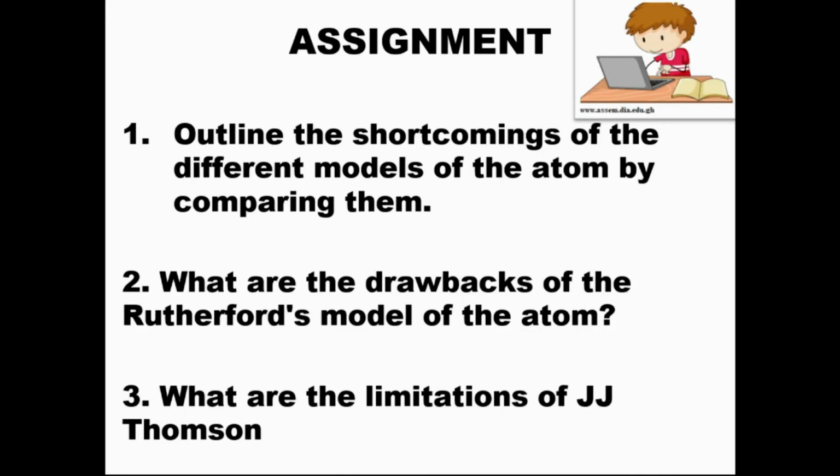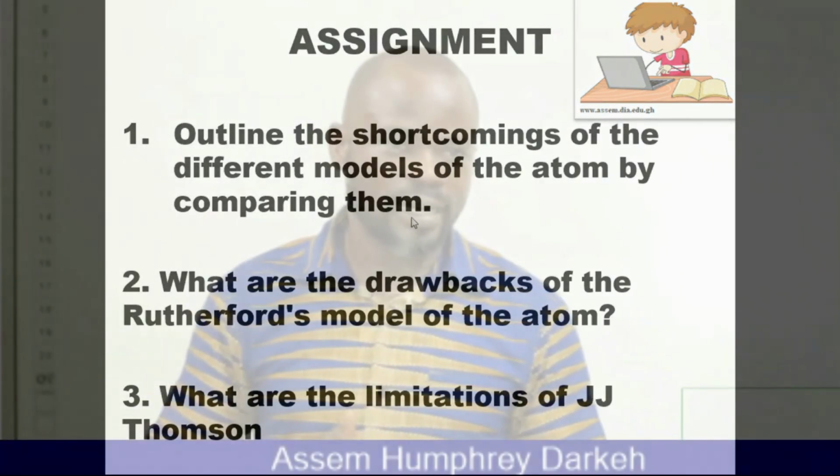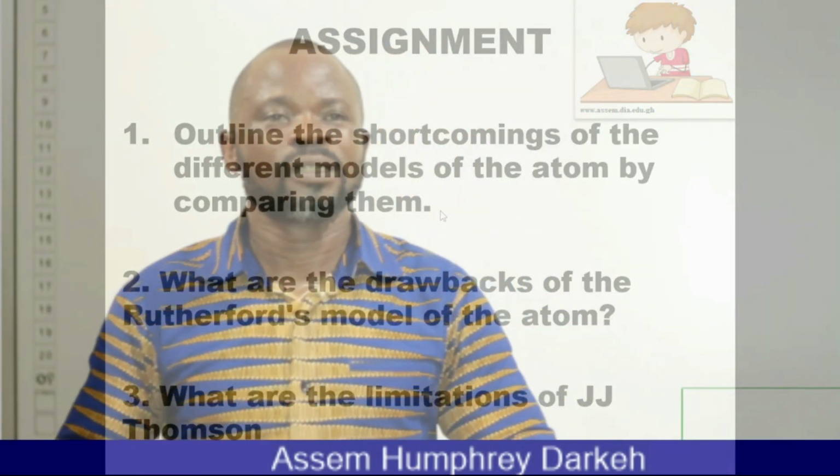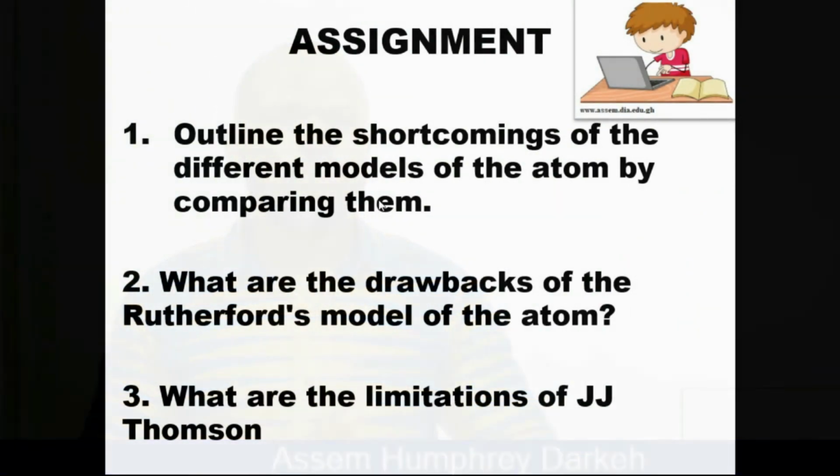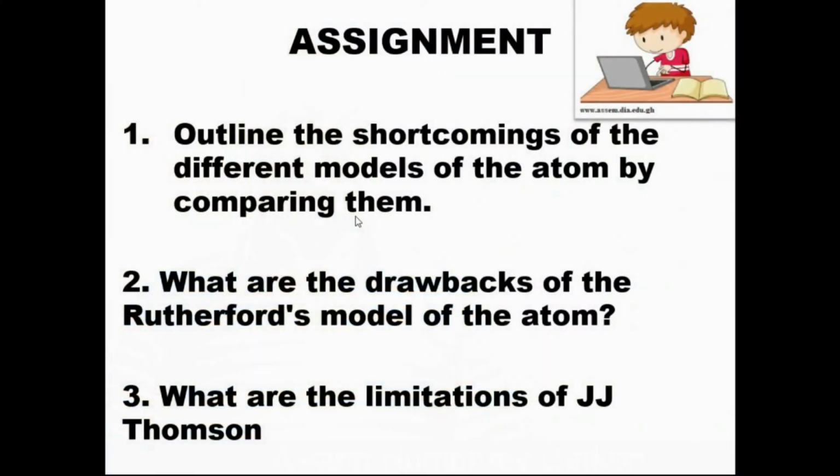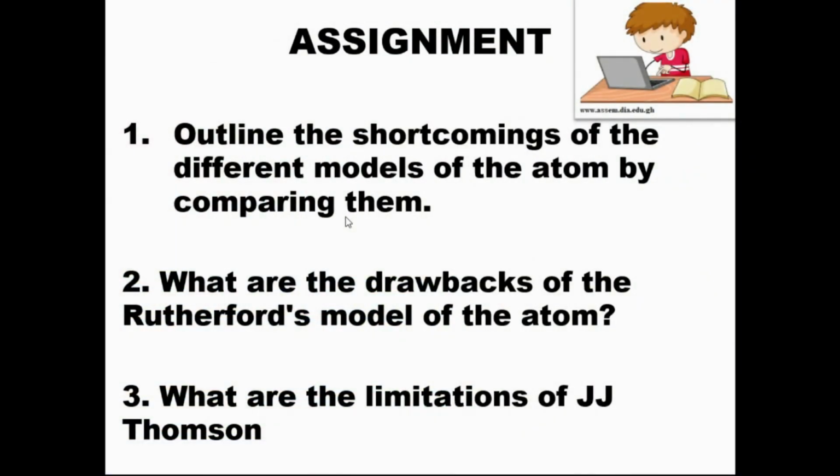Now, you will take this as an assignment and present this in our next lecture. You are supposed to be looking at the shortcomings of the different models of the atoms that have been proposed by the various scientists whose names we have mentioned, and do that kind of comparison. Also, what are the drawbacks of the Rutherford model of the atom, okay? It's the same as shortcomings anyway. I want to find out the limitations of J.J. Thomson's model of the atom.